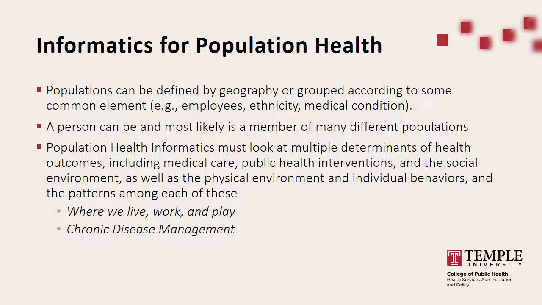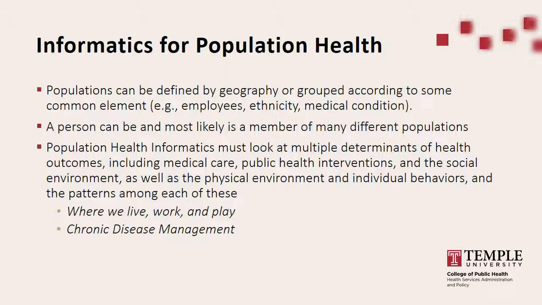Informatics for population health. Populations can be defined by geography or grouped according to some other common element. For example, you could have a population of employees, population by ethnicity, or by medical condition, or some other type of criteria. A person can be, and most likely is, a member of many different populations.